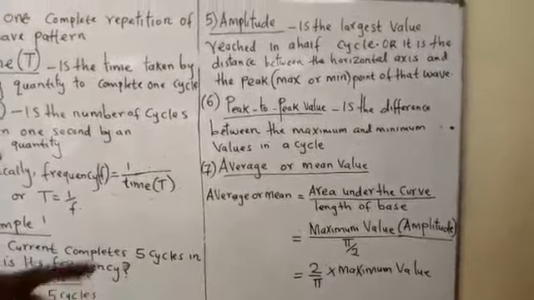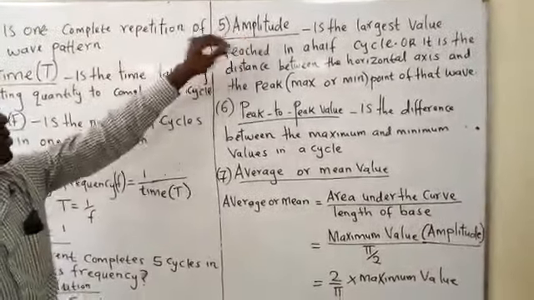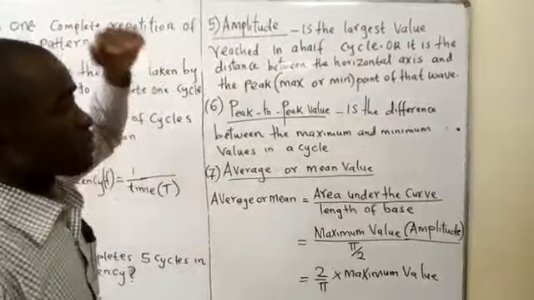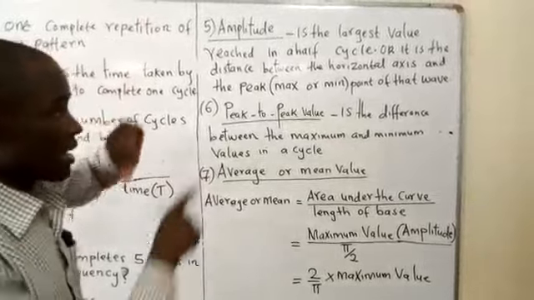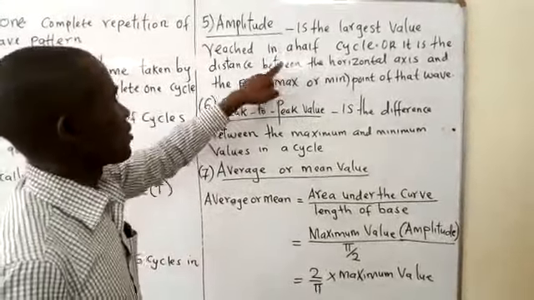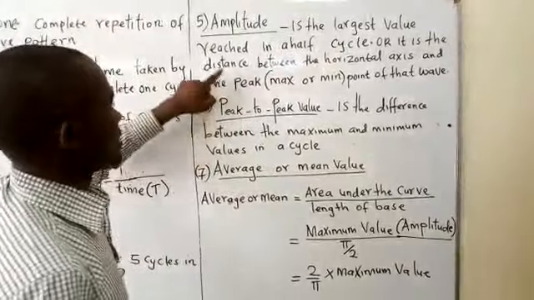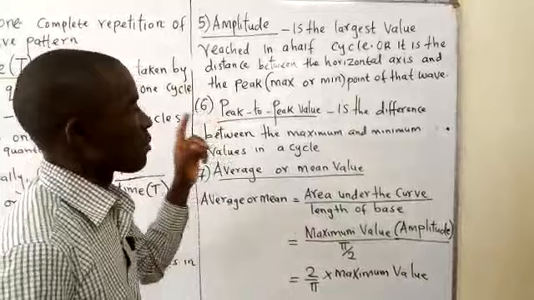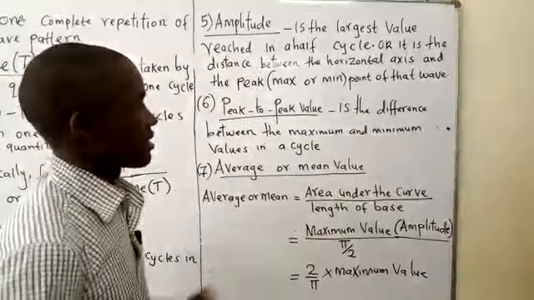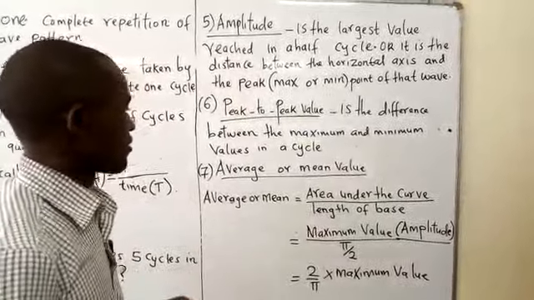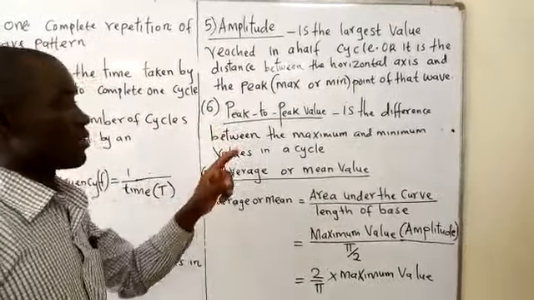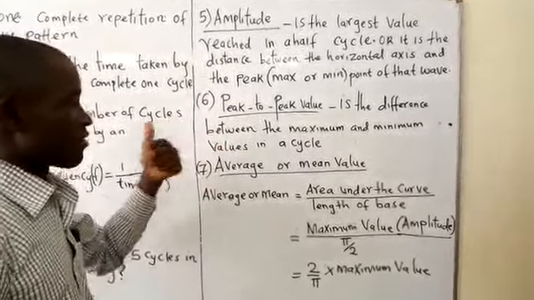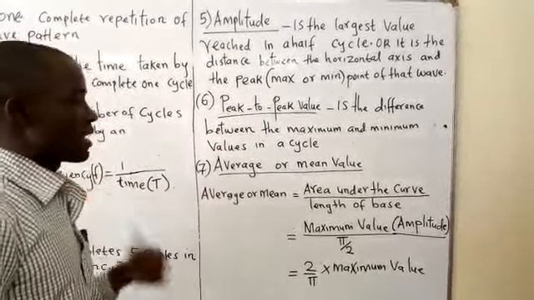So I was saying we are moving to the next term, which is amplitude. Amplitude, like I said, is the distance from the x-axis to the maximum point in that half cycle. So it is the largest value reached in a half cycle, or it is the distance between the horizontal axis and the peak, the maximum or the minimum point of that particular wave. That I had explained earlier on from the waveform. The next one is peak to peak value, which is the difference between the maximum and the minimum value in a cycle. That one I've already explained, and it is well captured in the waveform.